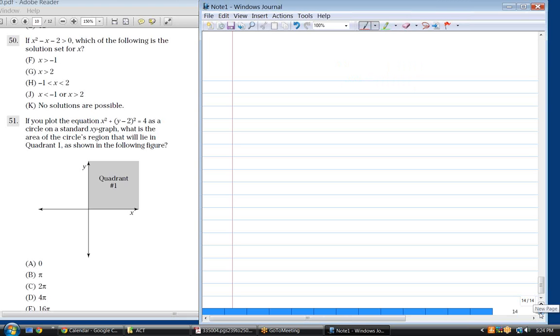This is not as easy as it looks. Yeah, I was looking at it. What's the obvious first step? Well, you just factor it. Into what? x plus 1, x minus 2. So then you get x equals negative 1 and x equals negative 2.